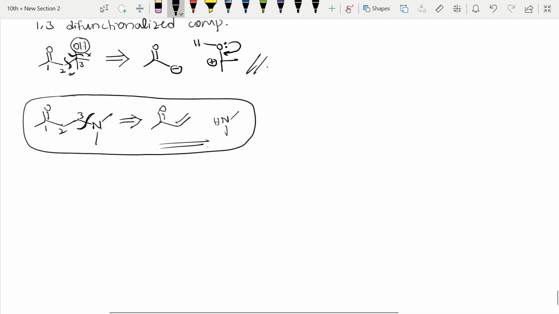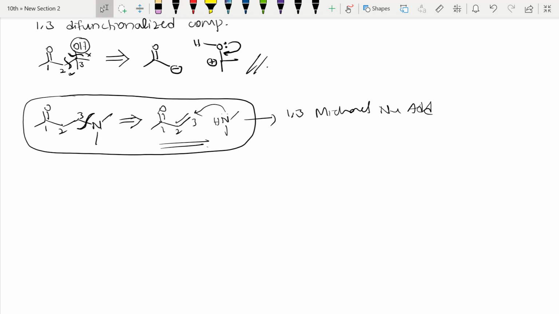Why here? Because here we try to see a 1,3 Michael addition. This is 1, 2, 3. We do a 1,3 Michael addition type reaction. There are so many names for this 1,3 Michael nucleophilic addition reaction. This is also called indirect addition reaction, nucleophilic addition reaction. So many names.